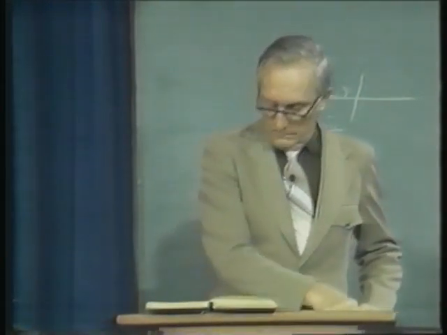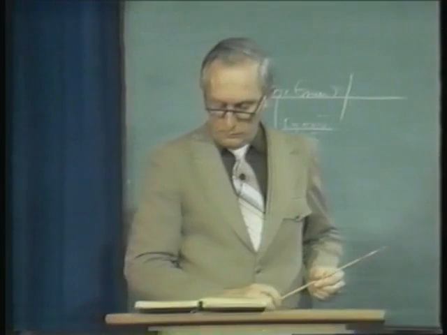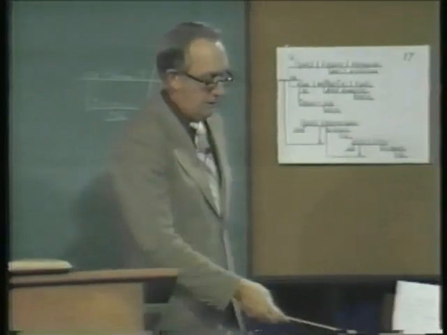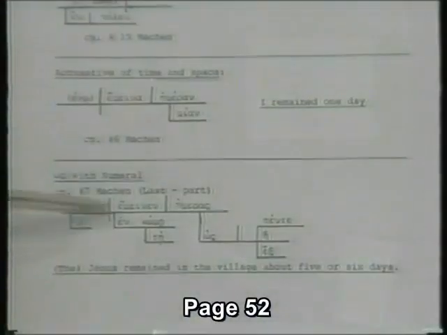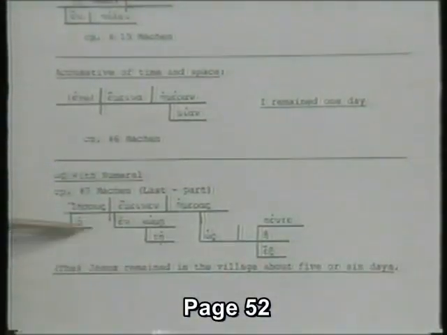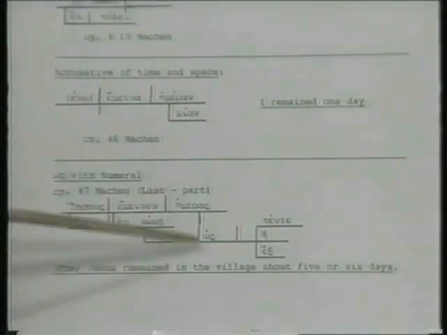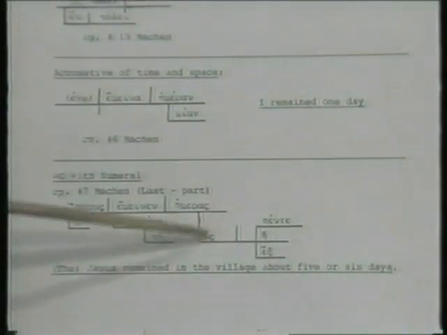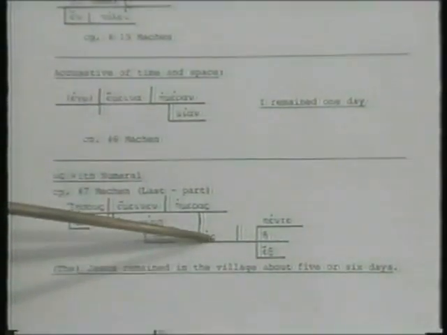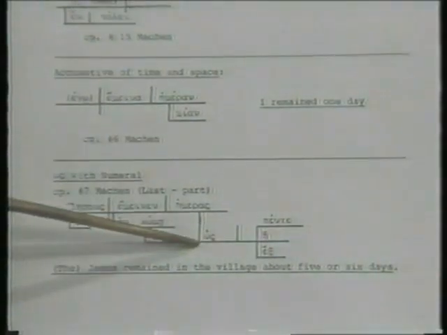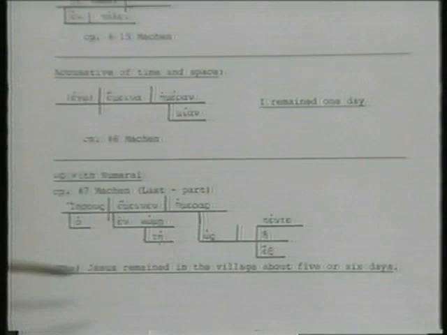So in the workbook I have it this way. Jesus remained in the village about five or six days. This is number 7 in Machen. Jesus remained in the village. That's normal, what we have done. And then days. He remained days. Now, how many days? About, and remember we said when "hos" is used to mean about, it's being used as a preposition. We call it adverbial preposition. Some people call it improper preposition or prepositional adverb, whatever. It's acting as a preposition.